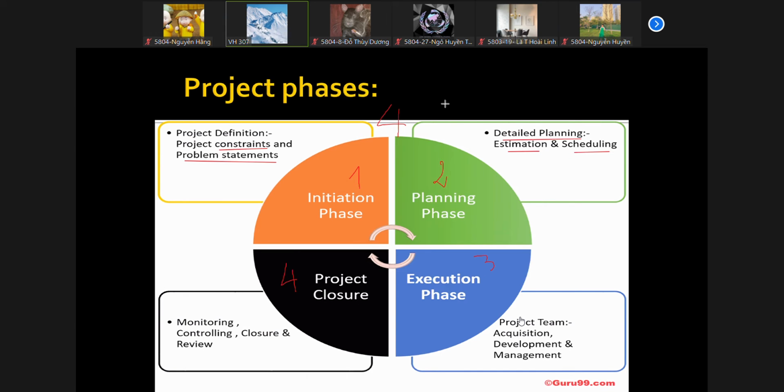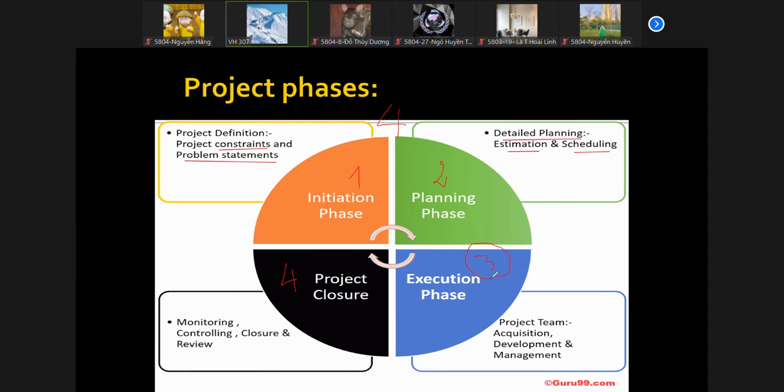Now the next, that is the third phase, the execution phase, hay mình còn gọi là giai đoạn thực thi. So in the execution phase, we can see that the project team, for example, the acquisition, the development, and the management, and all the other similar tasks can be done in the execution phase. And that's why we can see that most of the time, the execution phase accounts for the most time allocated among the 4 phases here.